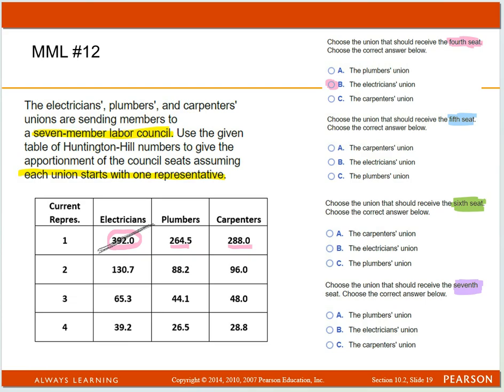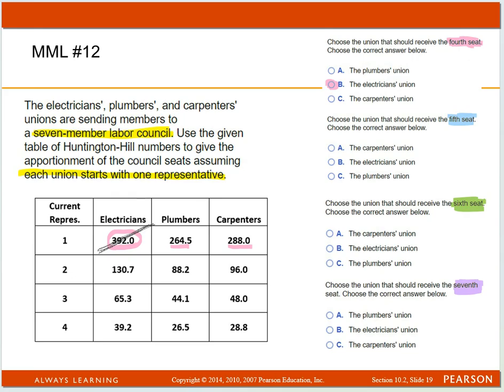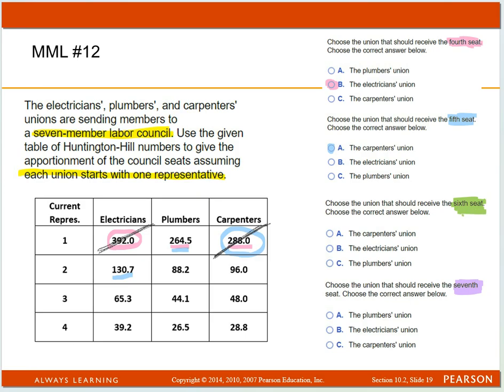So now I move to the 5th seat, and I will compare this number with this number and this number. And of those 3 numbers, the largest is 288. That's blue. That goes to the carpenters. So carpenters union is choice A. And I've used that number up. So now I'm going to see, okay, who gets the 6th seat.